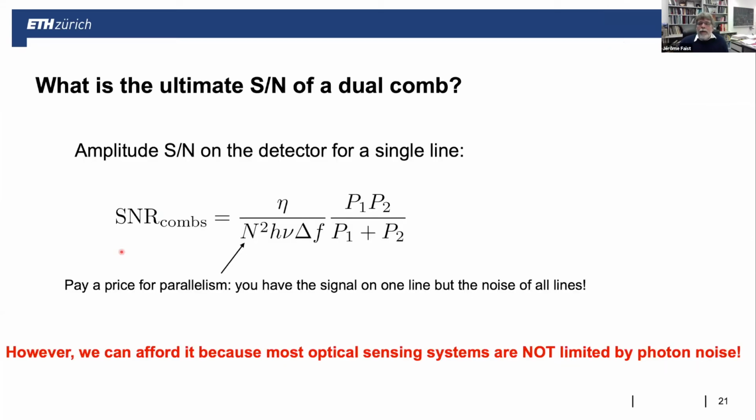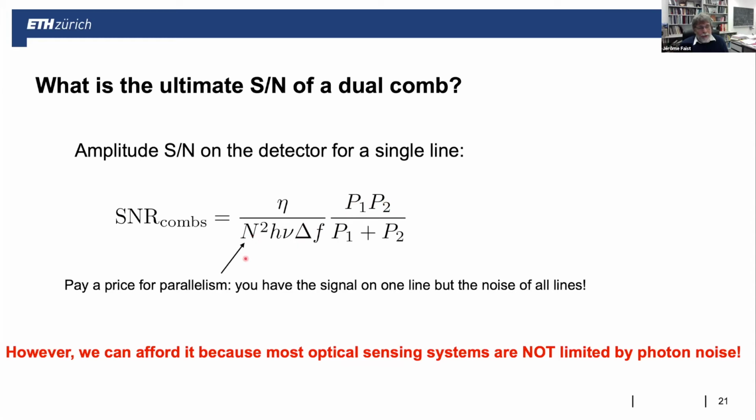So if you think a bit more and you ask yourself, okay, what is the limitation on the signal to noise that you can have? Because in the end, if you're doing an absorption or spectroscopy measurement, this is the important number. The amplitude signal to noise on the detector for a single line, you can write it. It is, of course, inversely related to the bandwidth because it's a heterodyne measurement. And what you see here is that it is proportional to the ratio of the power in the two beams, a local oscillator and the sensing beam.